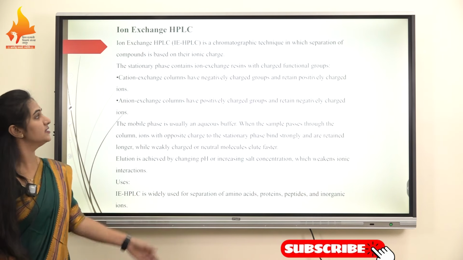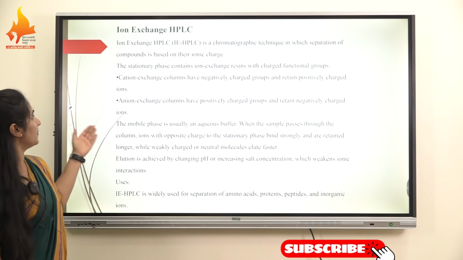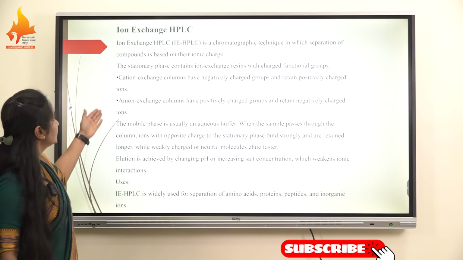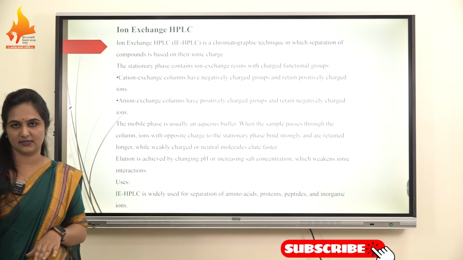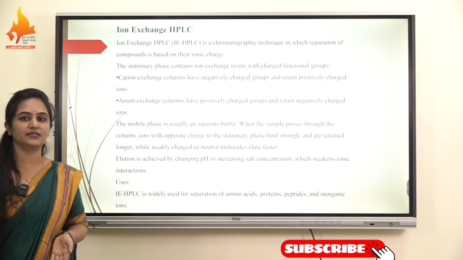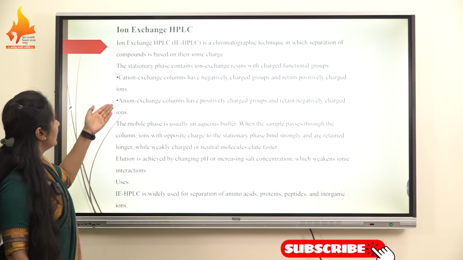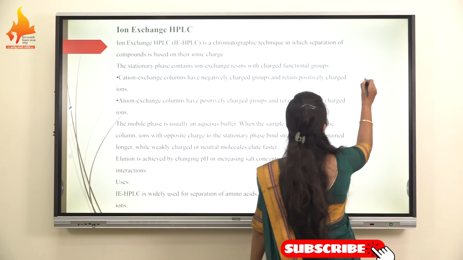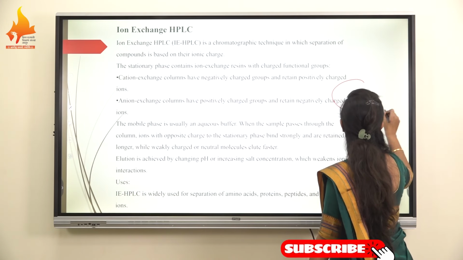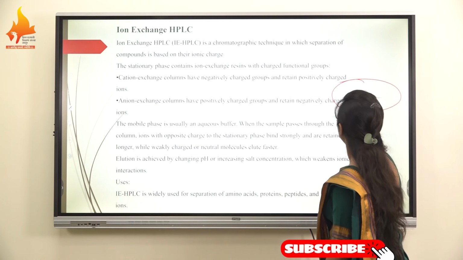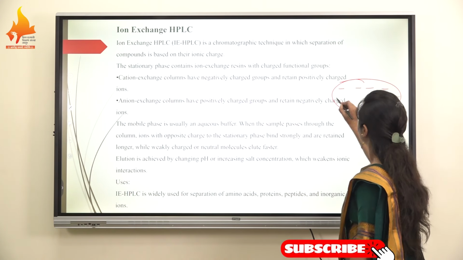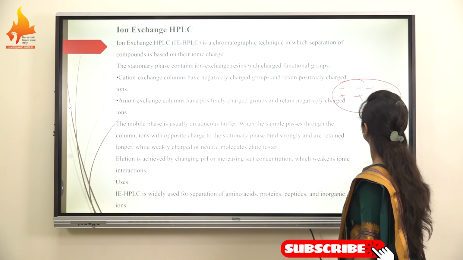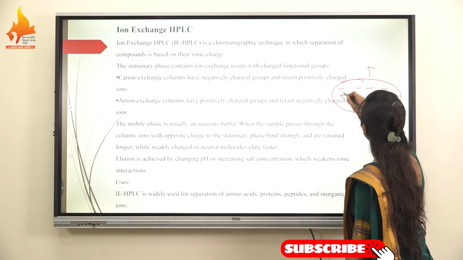Ion exchange HPLC is a chromatographic technique used for separation based on ionic charge. The stationary phase contains the ion exchange resin. Cation exchange columns have a negatively charged group and retain positively charged ions. This is the cation exchange column.